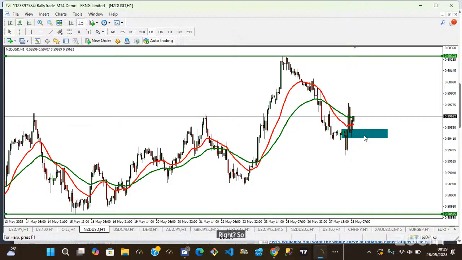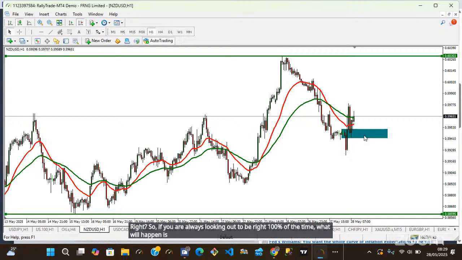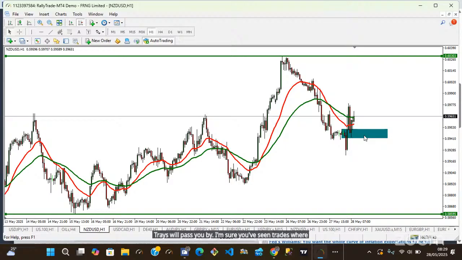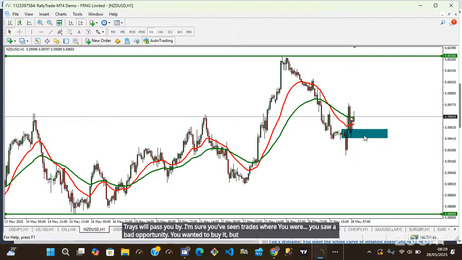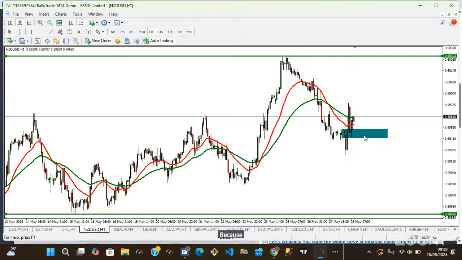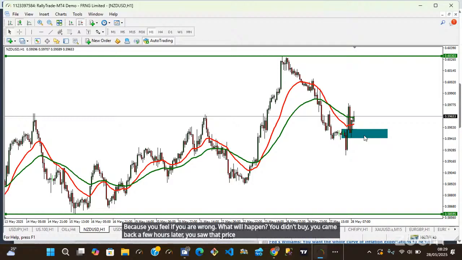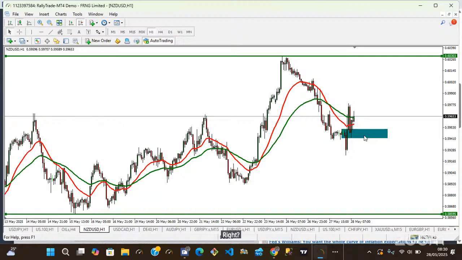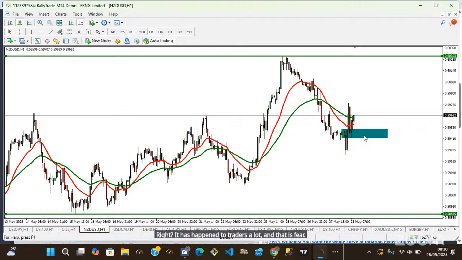So if you are always looking out to be right 100% of the time, what will happen is you miss a lot of trades. Trades will pass you by. I'm sure you've seen trades where you saw a buy opportunity, you wanted to buy, but you were too scared to buy because you feel if you are wrong, what will happen? You didn't buy, you came back a few hours later, you saw that price actually bought massively, and you would have made some good profits, right? It has happened to traders a lot, and that is fear of being wrong.